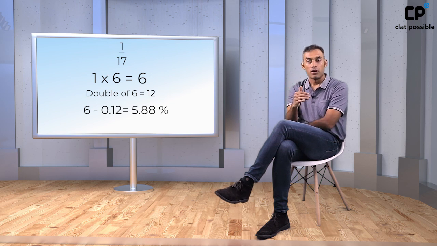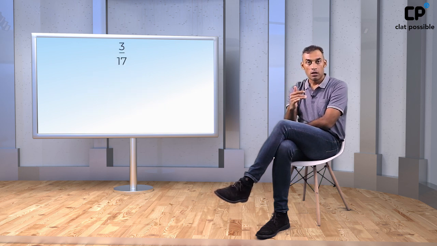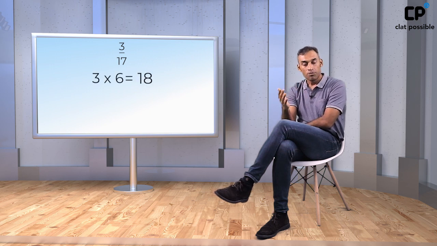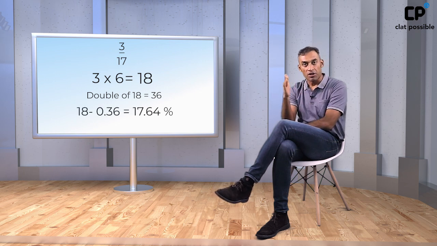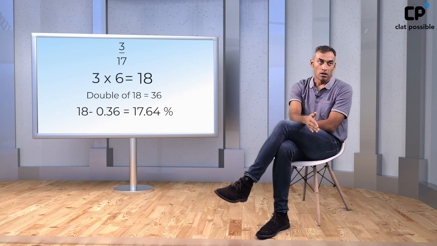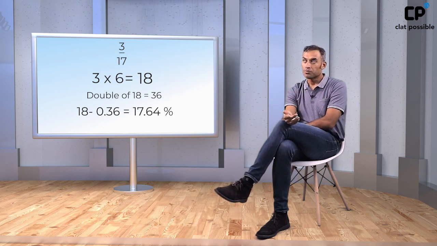Similarly, if we have 3 upon 17, we will just do 3 into 6, which is 18, double of 18, which is 36. We will put 2 decimal shifts, which is 18 minus 0.36, and that will make it 17.64%. So this is a trick that we can use with 1 by 17, right?